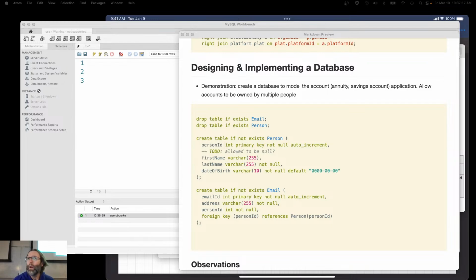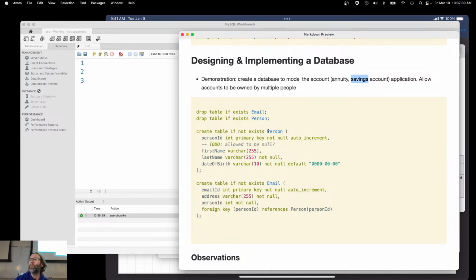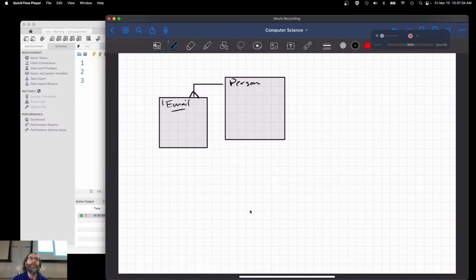Sorry for the delay. From last time, we were looking at designing and implementing this database to support that account system that we were looking at with annuities and savings accounts. And we started out by creating a person table and an email table that was a result of a sketch that looks something like this.